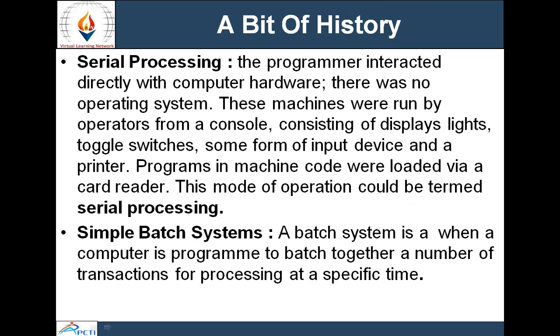Serial processing. The programmer interacted directly with computer hardware. There was no operating system. These machines were run by operators from a console consisting of displays, lights, toggle switches, some form of input device and a printer. Programs in machine code were loaded via a card reader. This mode of operation could be termed serial processing, reflecting the fact that users have access to the computer in series.